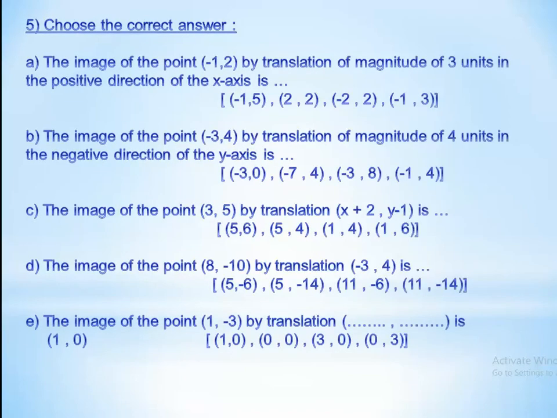Okay, let's see this question. Choose the correct answer. This question is in the booklet, okay? The image of the point negative 1 and 2 by translation of magnitude. Yes, we know the magnitude is the number of steps: 3 units in the positive direction of the x-axis.